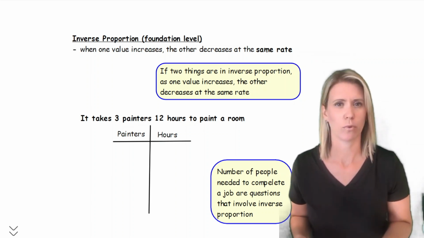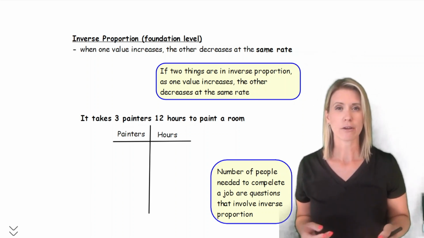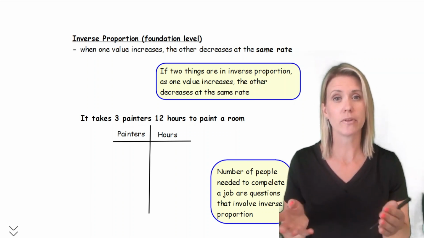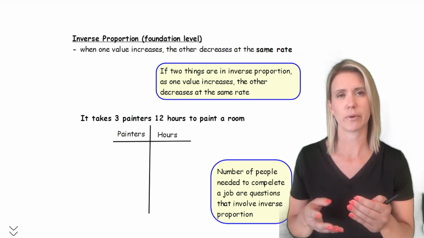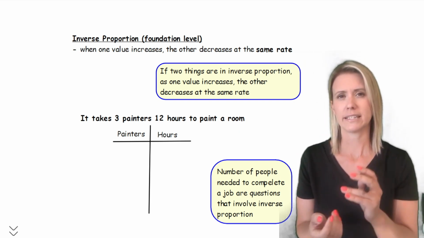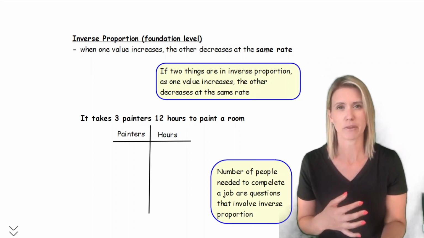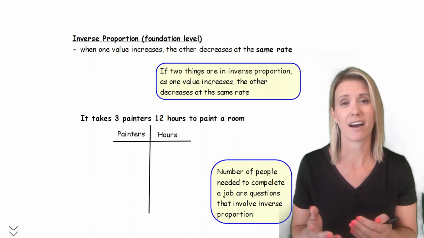Imagine you've got someone painting a room. You've got 3 people painting a room. If we double the number of people painting that room, so we're going from 3 people painting it to 6 people painting it, is it going to double the time or is it going to half the time that it takes? And if we think about it logically, we'll realise it's going to half the time.